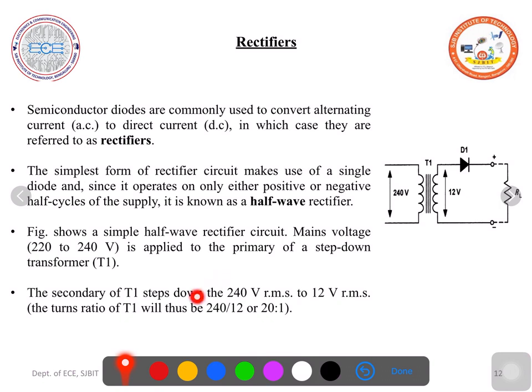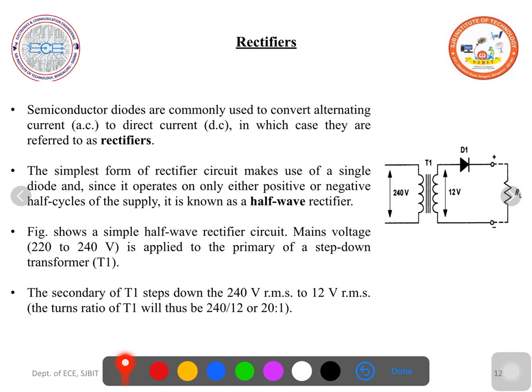So divide 240 volts primary by 12 volts secondary. You will get 20. So for 20 primary windings, you should have one secondary winding. So if you want 12 volts when you apply 240 volts to the primary, you should select a transformer whose turns ratio is 20:1. The secondary of T1 steps down the 240 volts RMS value to 12 volts RMS. So the turns ratio of T1 will thus be 20:1.